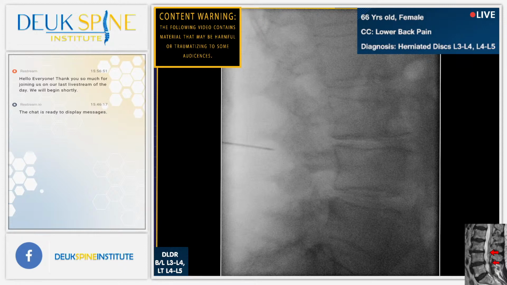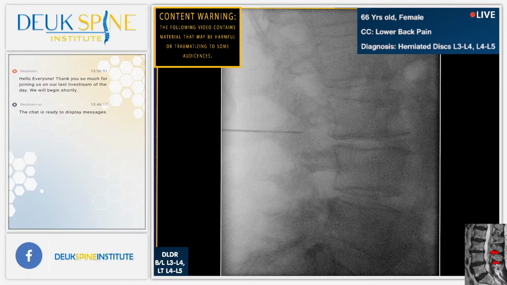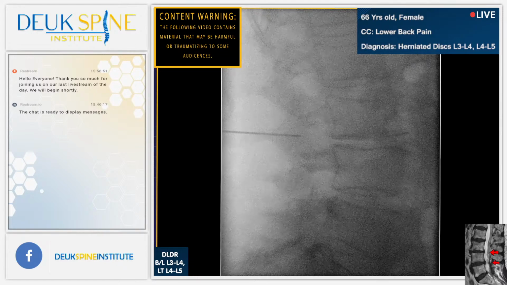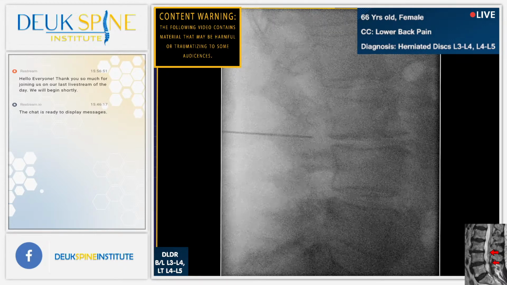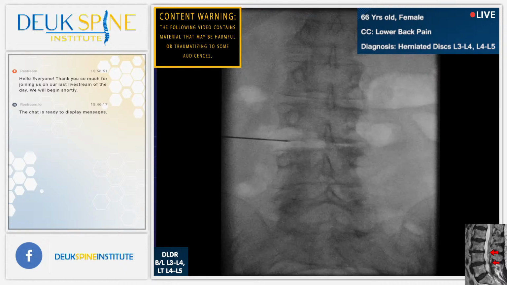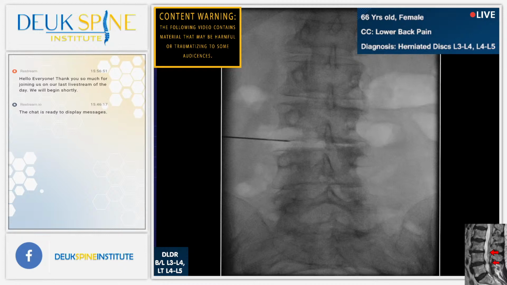Now this patient suffers with severe back pain right at these discs that we're about to fix. Let's go AP. Nice big foramen. And I'm really happy we're not doing L5-S1 because that foramen looks really narrow. Whoa, look at that. Beautiful. Very nice.